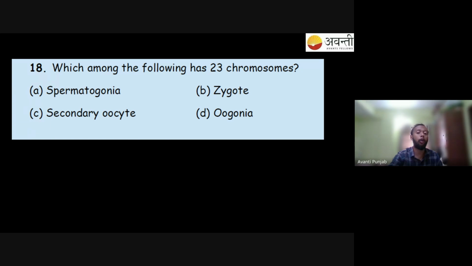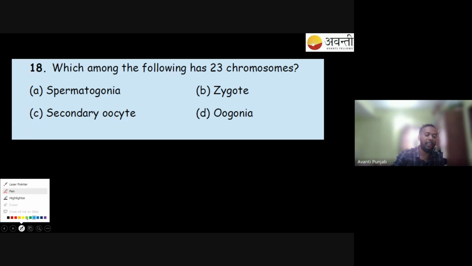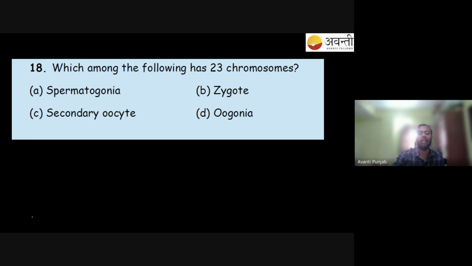Which among the following has 23 chromosomes? इनमें से किसके अंदर आपको 23 chromosomes मिलेंगे? So be careful. Which among the following has 23 chromosomes over here? Someone has said A. So it's a mixture of A and C. कुछ कह रहे हैं A, कुछ कह रहे हैं C. बेटा आपके स्पर्मेटोगोनिया के अंदर तो आपको मिलेंगे आपके 46 chromosomes. 23 थोड़े होंगे बेटा उसके अंदर, वो तो 2n होगा ना. Spermatogonia is going to be 2n over here, right? So that will be having 46 chromosomes over there.